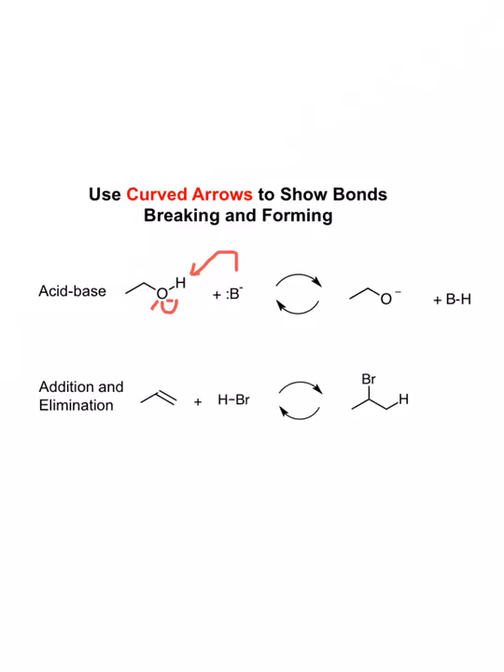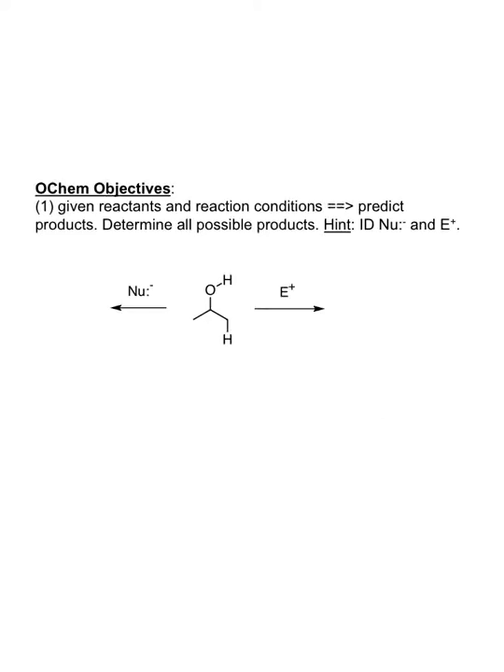In the second reaction, the pi bond is the nucleophile, the H in the HBr, which is an acid, is the electrophile. So that's going to form this intermediate. And then the Br minus is going to react at the carbocation, and that'll form our product. So predict the products of these two reactions. For a hint, identify the nucleophile and electrophile and use curved arrows.